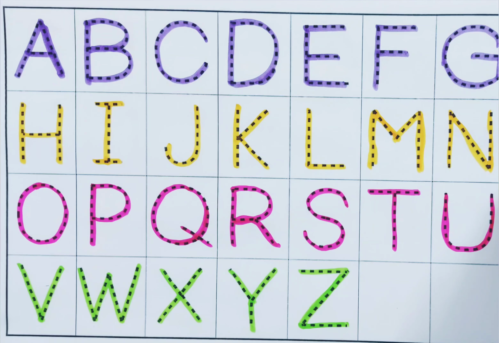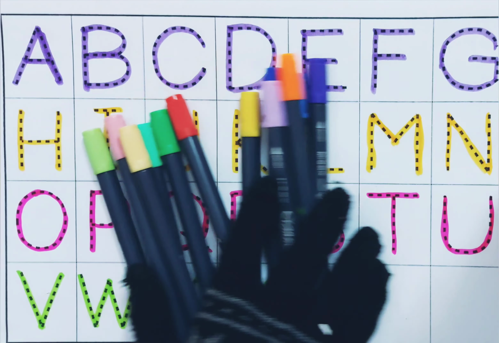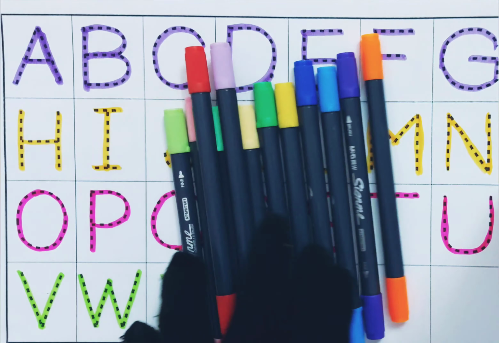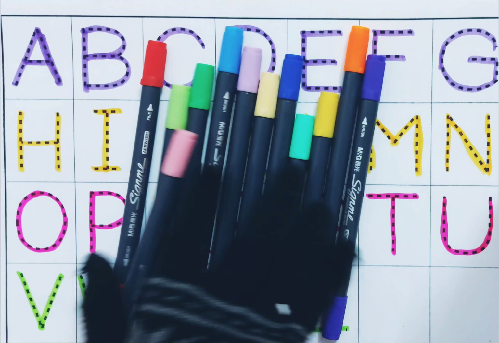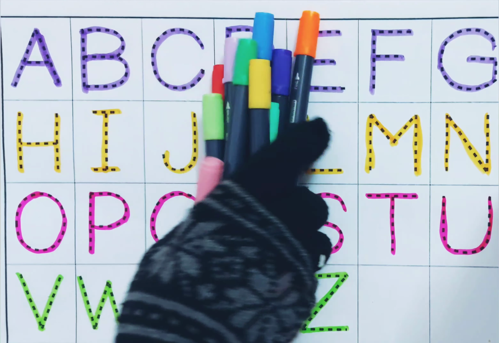B is for ball. C is for car. D is for doll. E is for elephant.